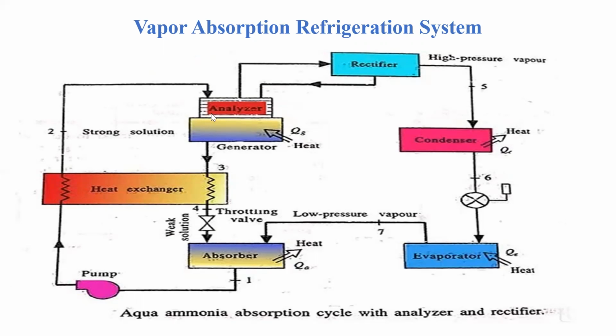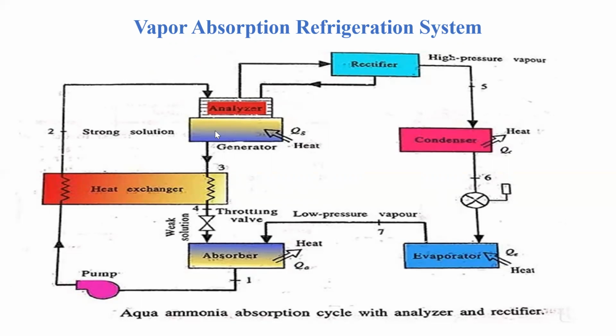Why is the heat required? When you add the heat only, you can drive off the vapor present in the substance. Here the strong solution has moisture content, right? Water particles as well as ammonia vapor. We want to separate the ammonia vapor and water particles. For that we are adding heat in the generator. So when you supply the heat, what will happen? The ammonia vapor drives out and the weak solution is collected in the bottom of this generator.